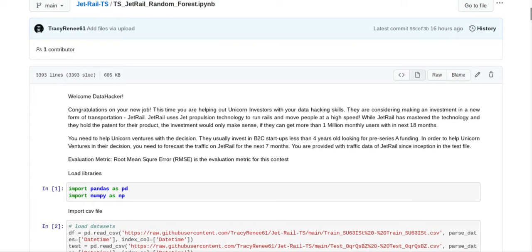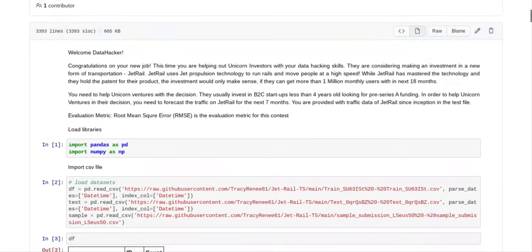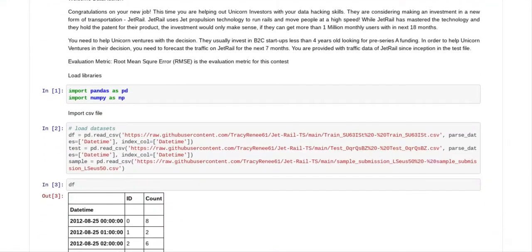This file is actually on my GitHub account, under the JetRail TS repository. You're more than welcome to find this file, TS JetRail Random Forest, and open it up and follow along with me if you want to. This is my own algorithm, so you're more than welcome to use it because it's a good algorithm, but it's not a winning algorithm. We'll just put it that way.